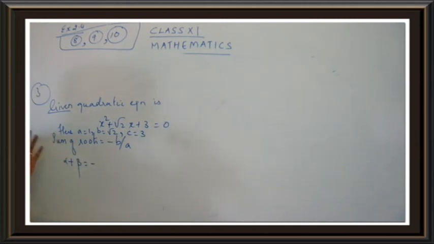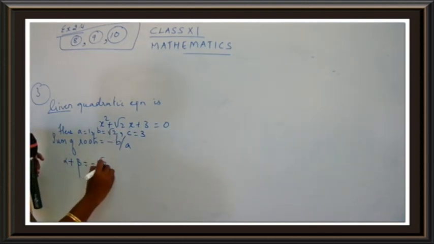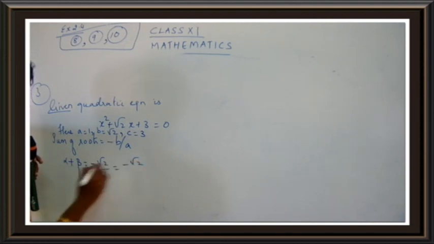For the first part, the root is alpha and beta. So don't get confused with 1 upon alpha and 1 upon beta; we are going to do that later on. First, find the sum of roots for alpha and beta as roots. So this is minus root 2 upon 1, which is minus root 2.